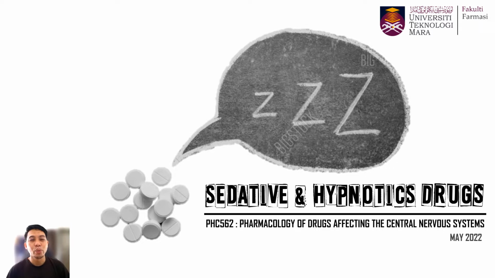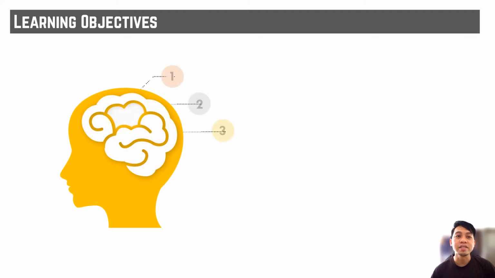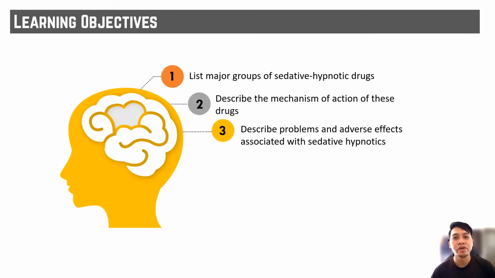So for this week, we will cover the sedative and hypnotic drugs. Before we start, you need to know the learning objective for this particular topic. First and foremost, you should be able to list down the major groups of sedative hypnotic drugs, basically the three main ones: barbiturate, benzodiazepine, and atypical sedative hypnotic drugs.